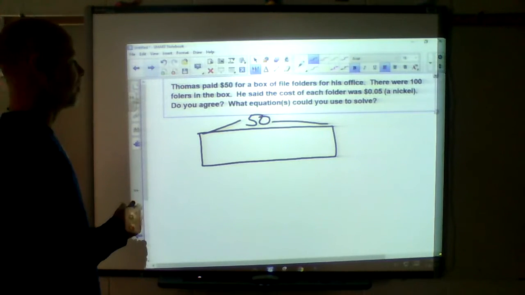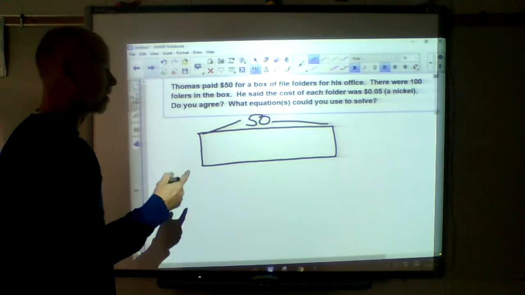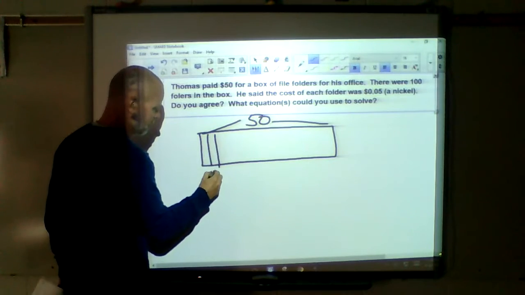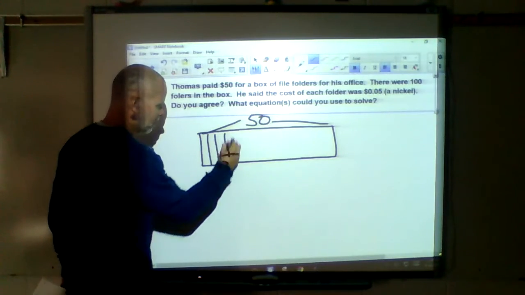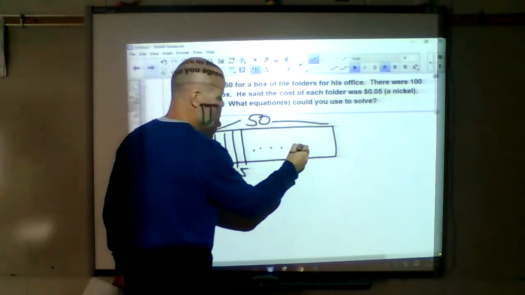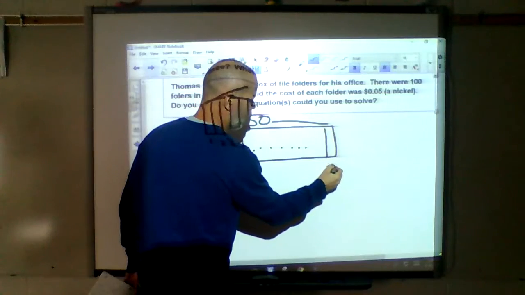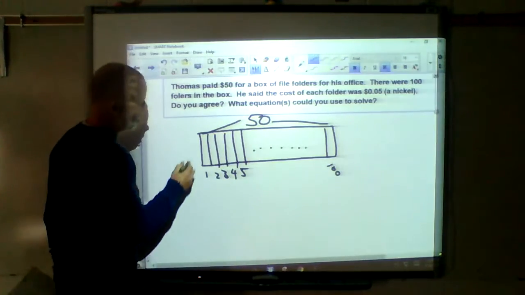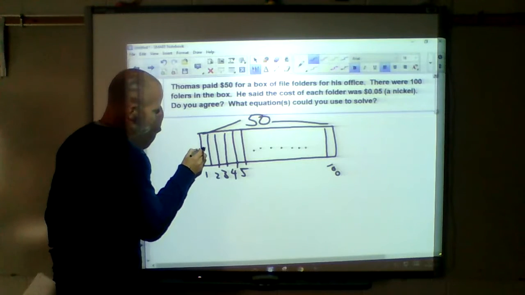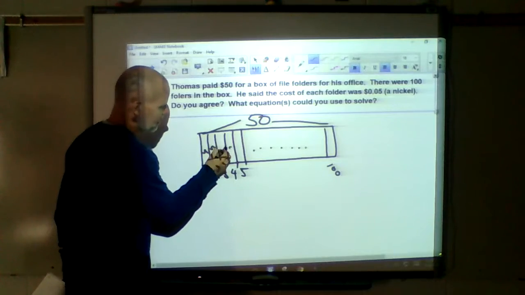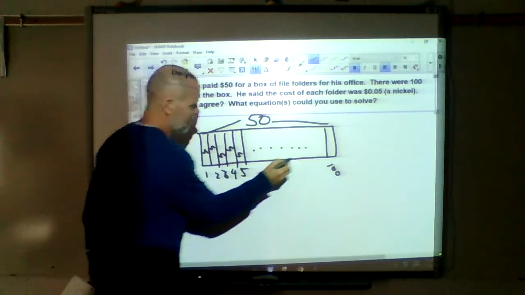And there are 100 folders in the box. He said the cost of each was a nickel. So that would be like folder number one, folder number two, folder number three, folder number four. This would be a lot of folders, folder number five, right? Let's just put in some dots. 100 folders, and each one costs a nickel. I'm going to write five in there instead of the .005, right?